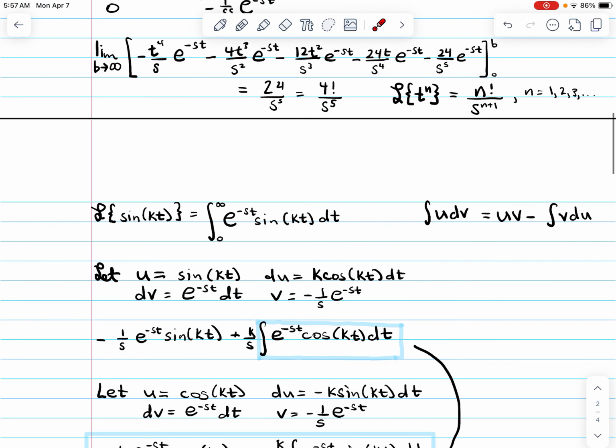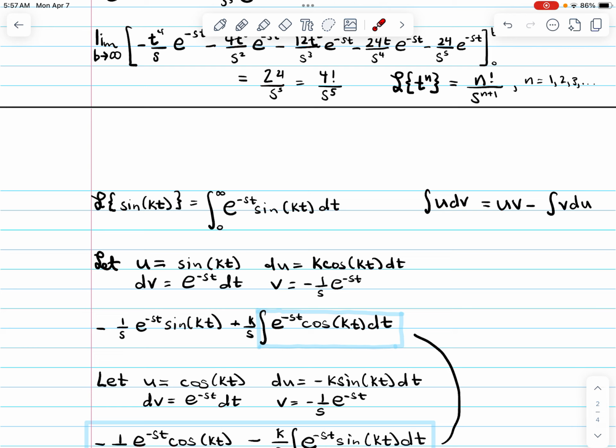Now I want to look at another one here, where I've got the Laplace transform of sine kt. And as usual, we set up our integral. That's the easiest part. We just plug in here. And remember, we're going to use integration by parts here. Remember, integration by parts goes like this. You've got an integral of u dv, and you're going to find a u and a v, and your antiderivative is going to be uv minus the integral of v du.